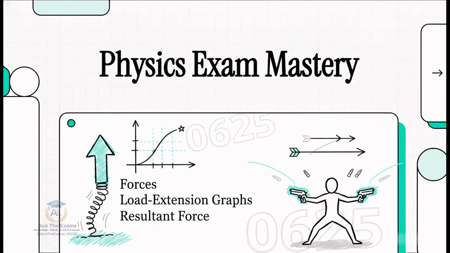Today, we are targeting the absolute highest yield, most complex areas across several key syllabus codes. So whether you are sitting 0625, 0651, 0652, 5054, or 9702, this strategy is your ultimate weapon.